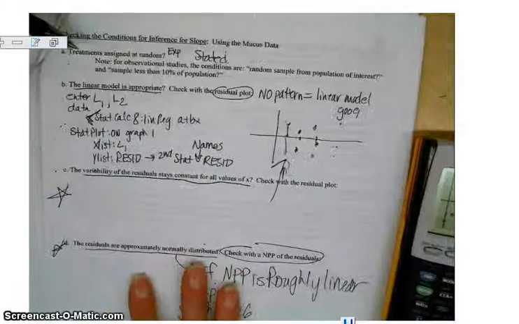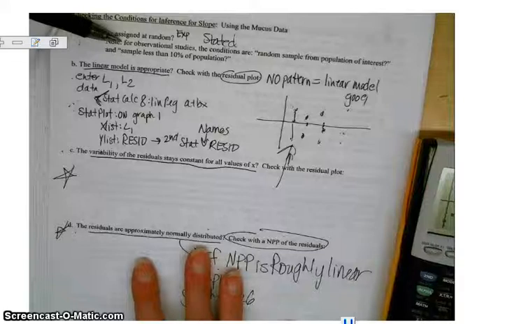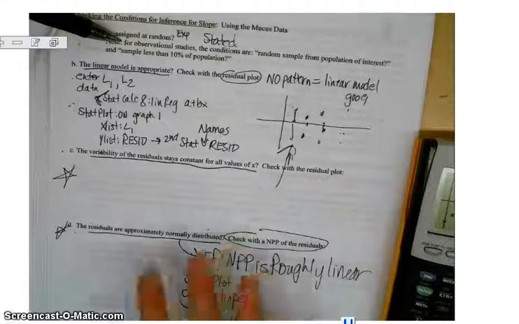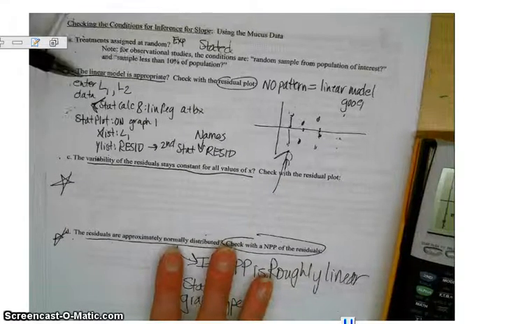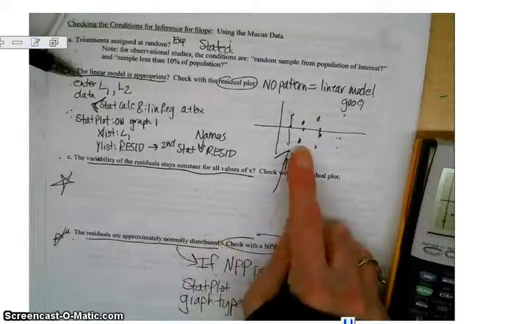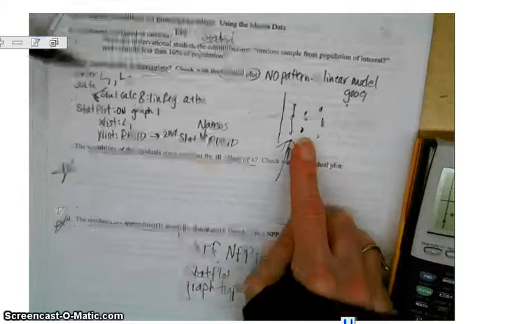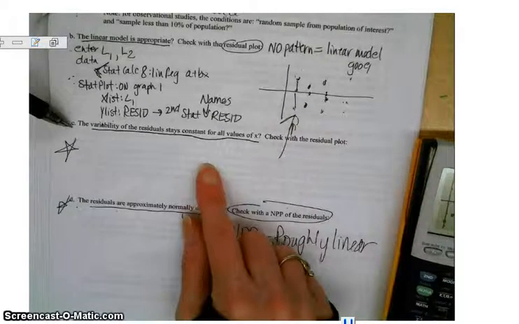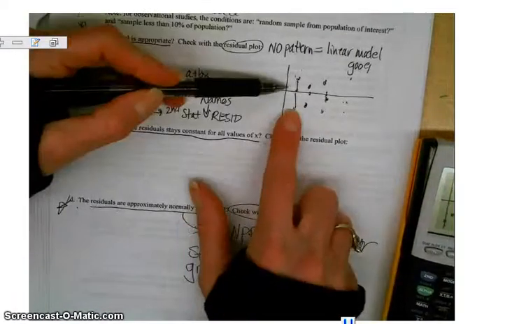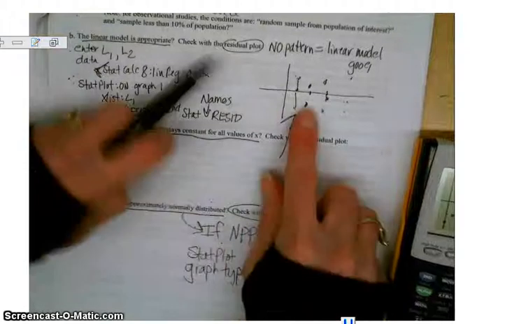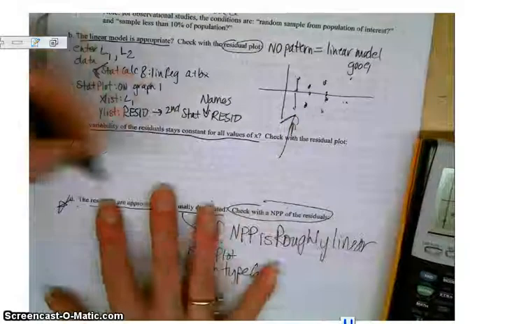So 4 conditions to check. Is it a random sample or randomly assigned treatments? Is the linear model appropriate? In other words, is there no pattern in the residual plot? In that same residual plot, are the residuals all about the same distance from the middle? That's about the easiest way.